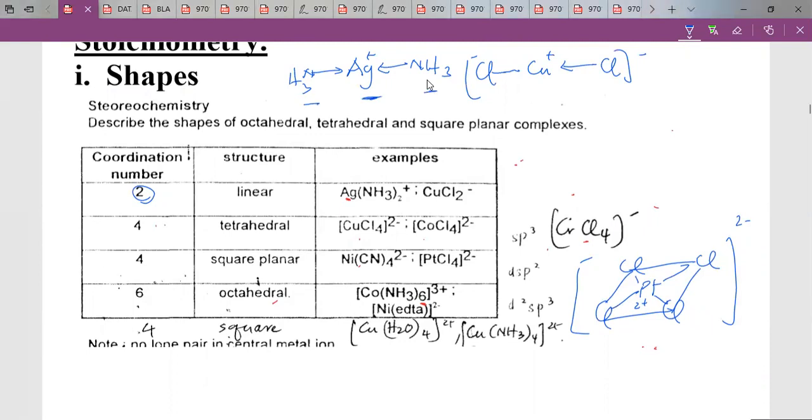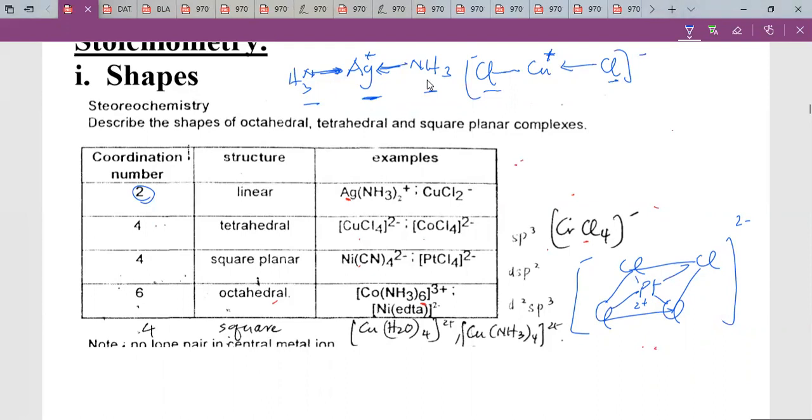Why is this a complex? Because the coordination number 2 is larger than the normal covalency, which is 1. So this is a complex ion. Same as here, copper 1. Copper 1 is very rare, but it exists and is quite stable here, right? So 2 of them, greater than 1, that means complex ion, right?